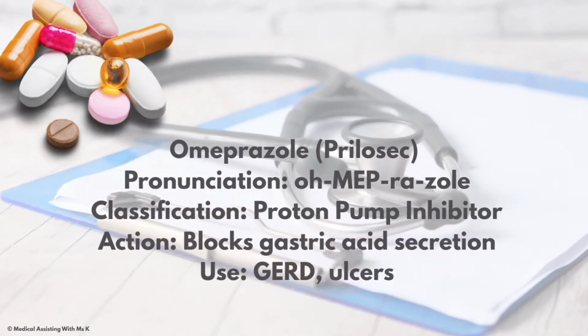Omeprazole. Brand name is Prilosec. You guys probably see that on a commercial. Remember, the brand name is that name that you see on the commercial. It's branded. It's a trade name, okay? Classification is a proton pump inhibitor. And how does that work? It blocks gastric acid secretion, used for patients with GERD and ulcers. What is that? The gastroesophageal reflux disease, as well as ulcers.